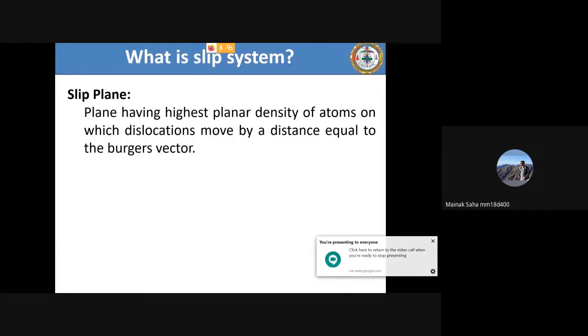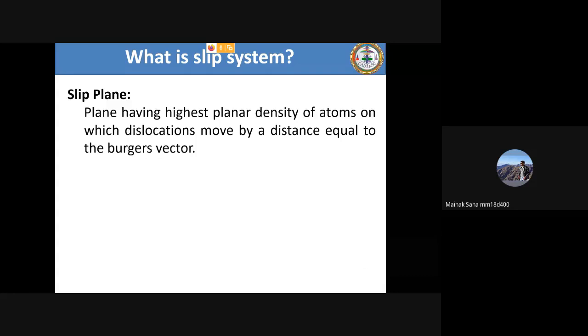See, slip cannot happen at all planes, because for an atom to cover the shortest translational vector, or to move the minimum distance, the first criterion is that the atom has to be present in a plane which has the highest planar density, right? So that the packing fraction of atoms on that particular plane is very high. Correct. That is the first thing, the slip plane.